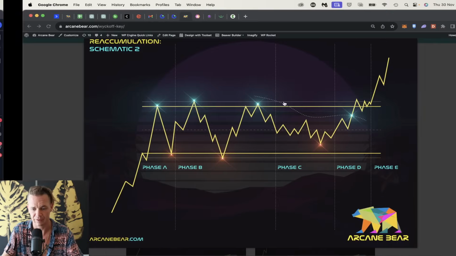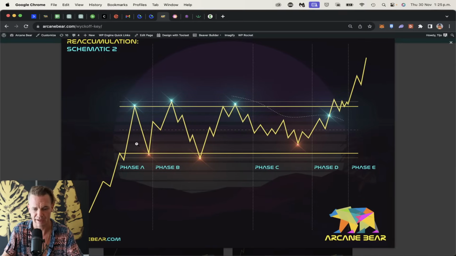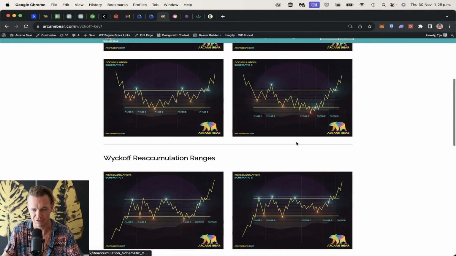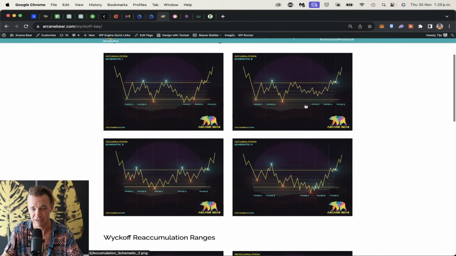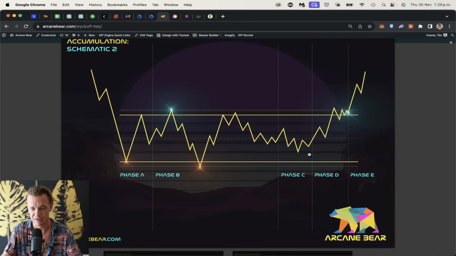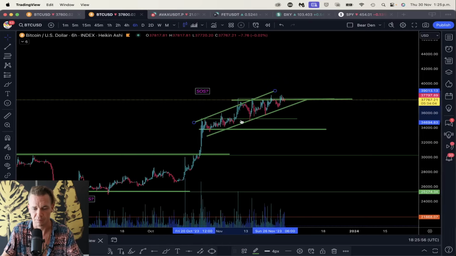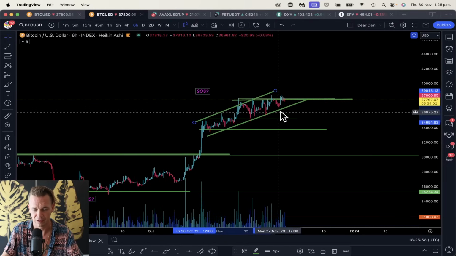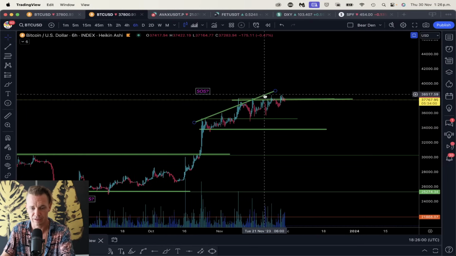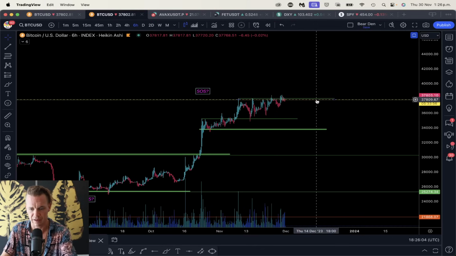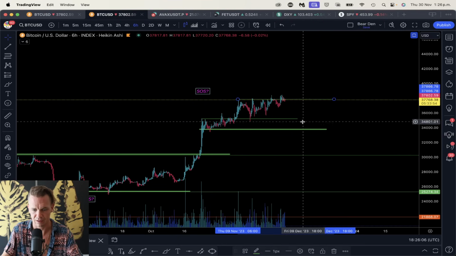We have variations of this in our accumulation schematics. In fact, schematic 2 here, where we never touch the bottom, is very similar. Same with even just accumulation schematics. If you don't touch the bottom in phase C, it's a very bullish indicator. But more importantly, this rising momentum right now, I think is going to continue, and we're just at the last final moments of it here, marked by this green line that I've dropped on the chart.